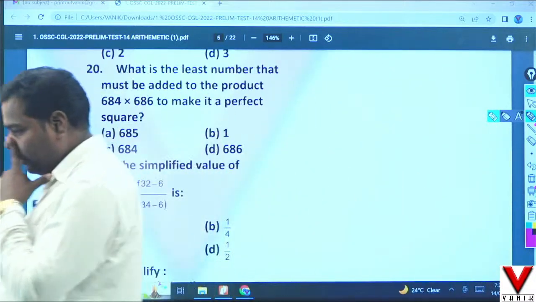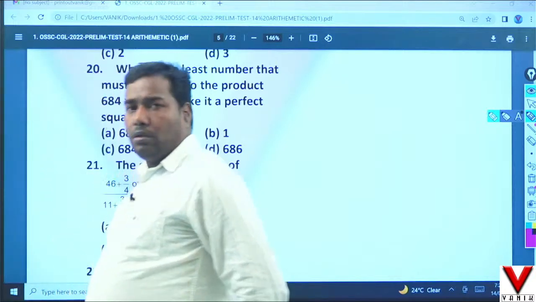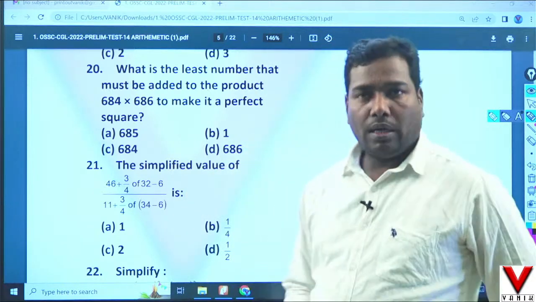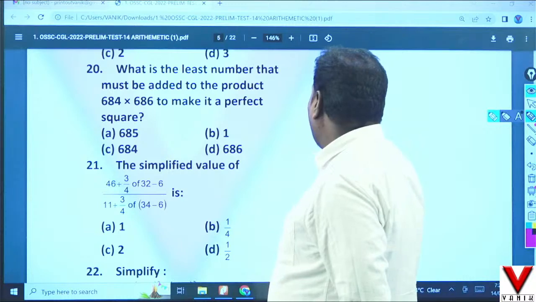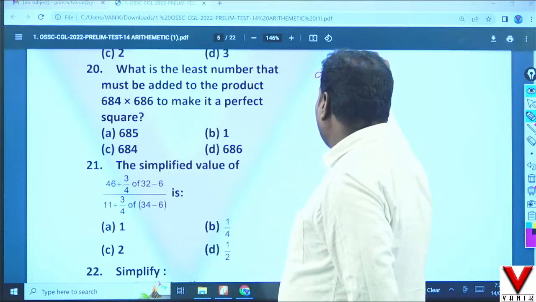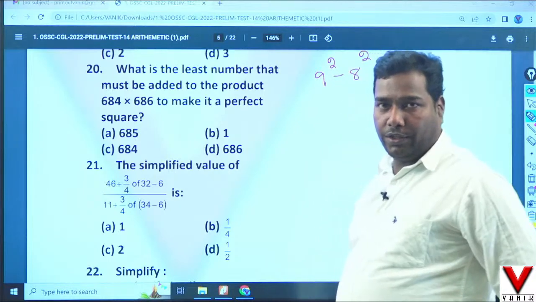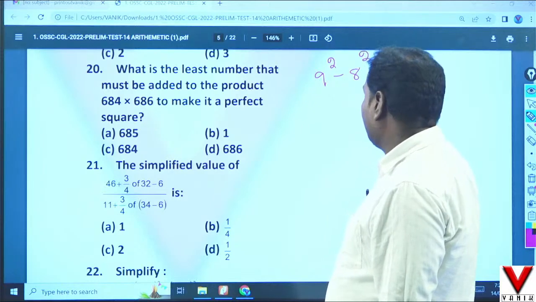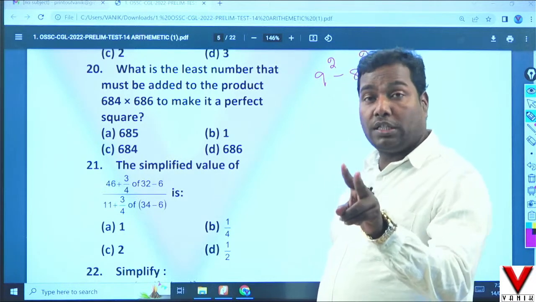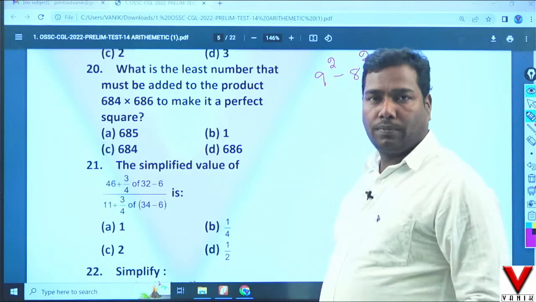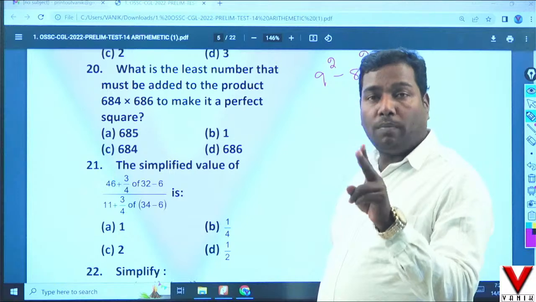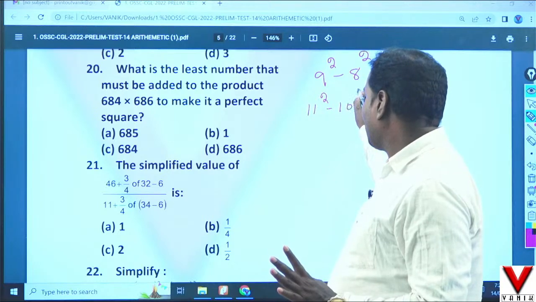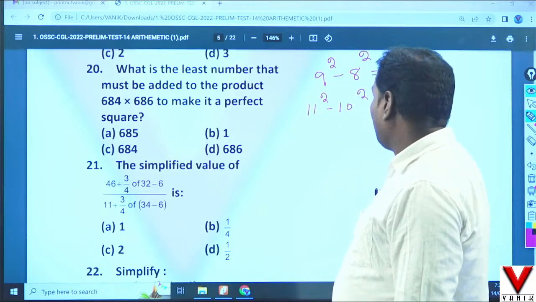Suppose I can write 9 square minus 8 square. These are two consecutive numbers, 9 and 8. Its square difference is equal to 9 plus 8, 17. The difference of squares of two consecutive numbers is equal to the sum of the two consecutive numbers. Suppose I write 11 square minus 10 square. 11 plus 10 is equal to 21.